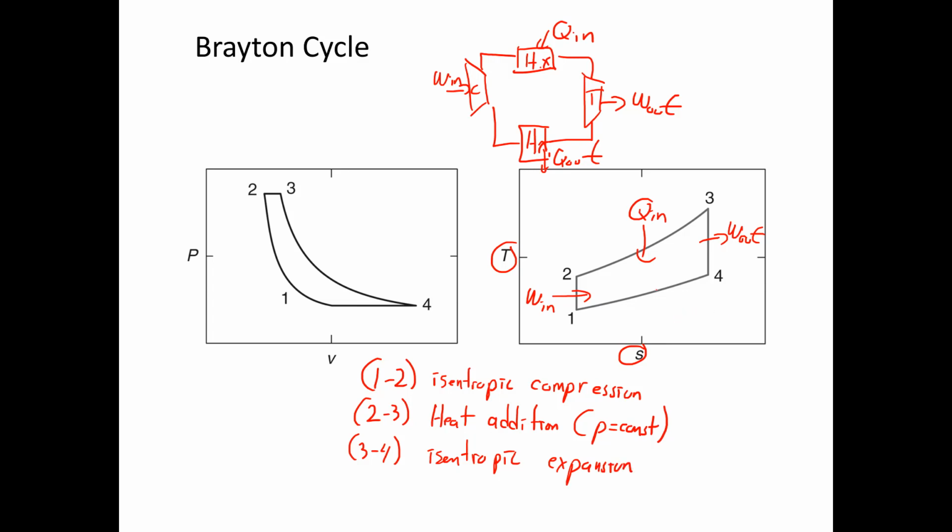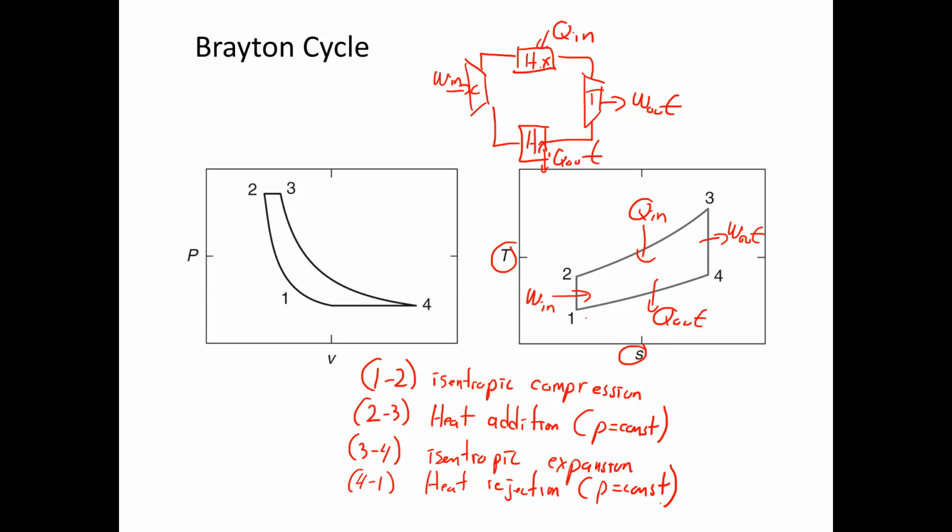And then lastly, instead of just air being rejected to the atmosphere from the turbine and atmospheric air being taken into the compressor, we replace that with the Q out process. So that would be process 4 to 1, which would be considered heat rejection at constant pressure.